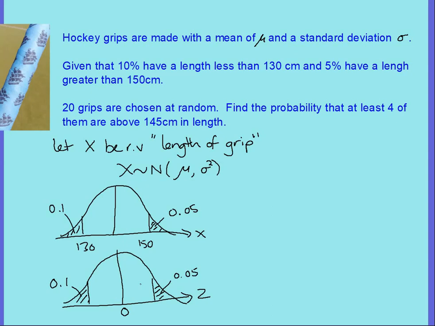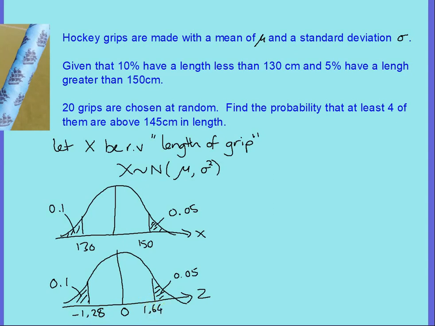All right, so area 0.1. Oh, 0.11. So that is minus 1.28. I'm just going to shorten it to 2 dp, but I'd normally use 4. Just makes it a bit quicker. And the next one is 0.95. So that's 1.64.